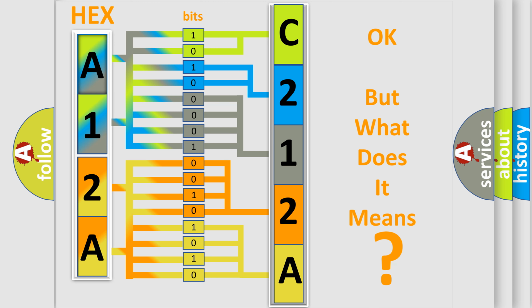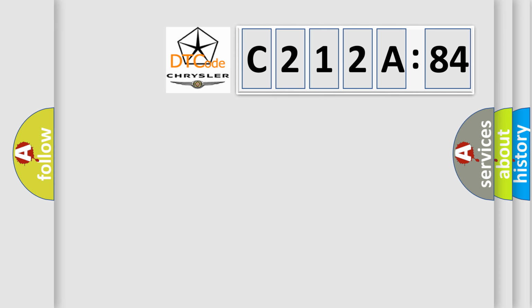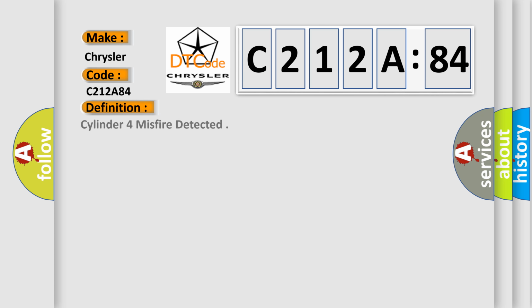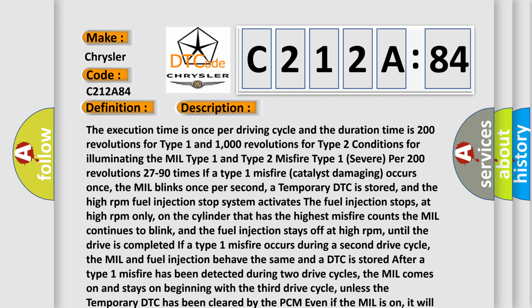And now this is a short description of this DTC code. The execution time is once per driving cycle and the duration time is 200 revolutions for Type 1 and 1000 revolutions for Type 2. Conditions for illuminating the MIL: Type 1 and Type 2 misfire. Type 1 severe: per 200 revolutions 27 to 90 times.